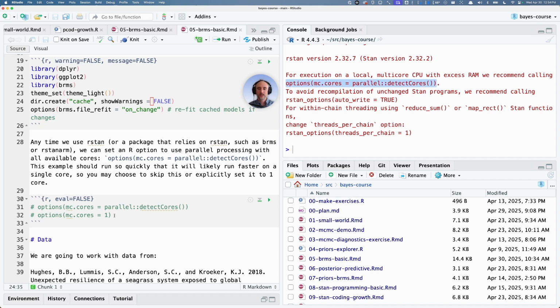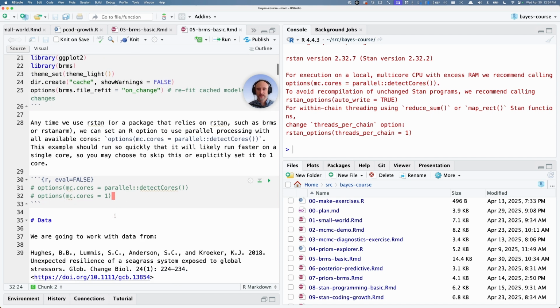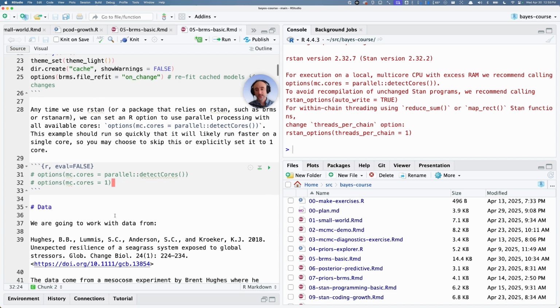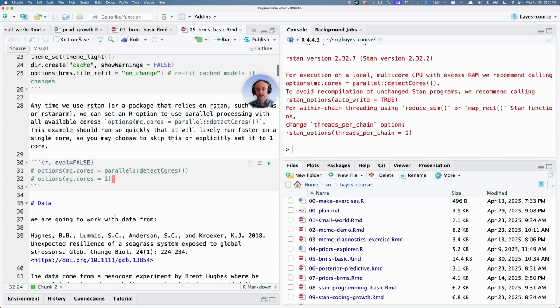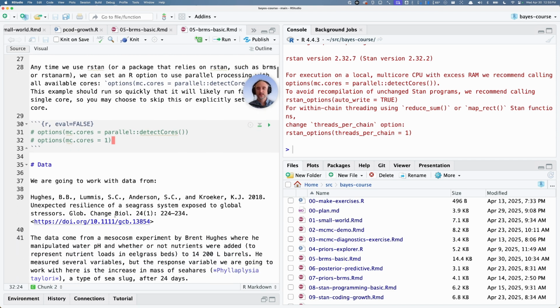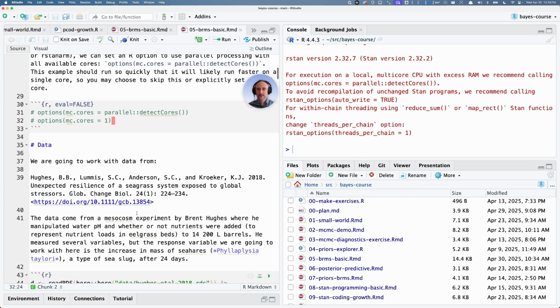In this case, I'm not going to call that because this is a really simple model. And in fact, it would probably be slower in this case to spawn those multiple cores than it would be just to fit them all at once. But for models of greater complexity, that can make a lot of sense.